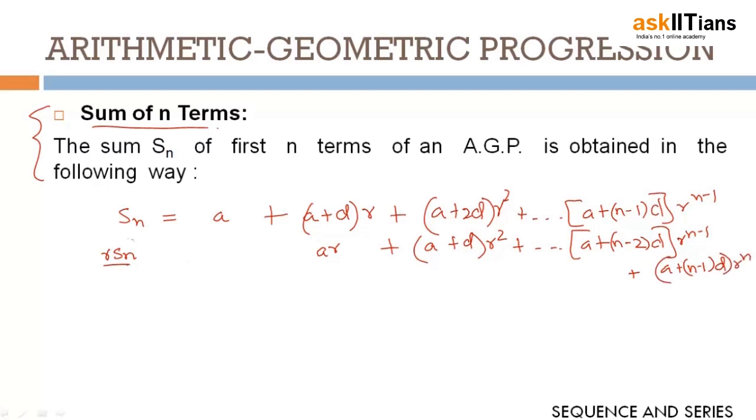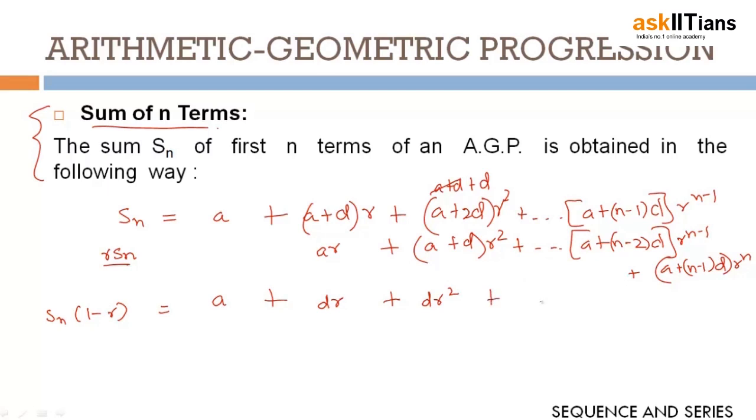Now if I subtract, what will I get? Clearly I'll get Sn times (1 minus r) on the left, and on the right this will be a. Now if you subtract, ar will get cancelled, only dr will be there. Here again you will have a plus d, which I can break as a plus d plus d. So this term will get cancelled with this when we subtract it, and only dr square will be there.